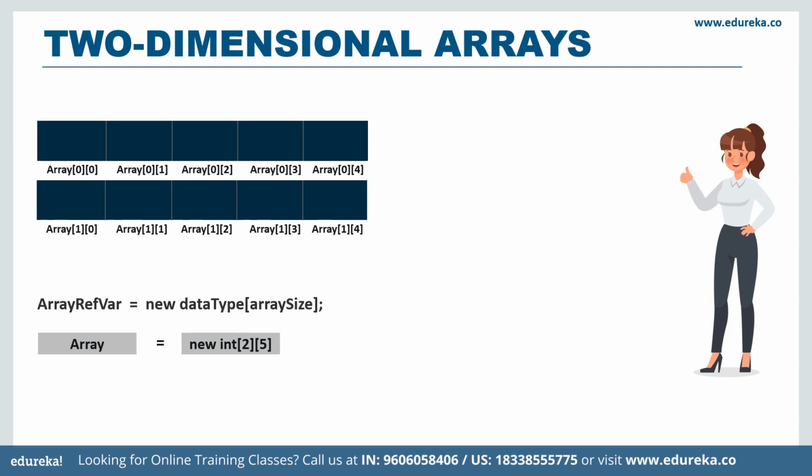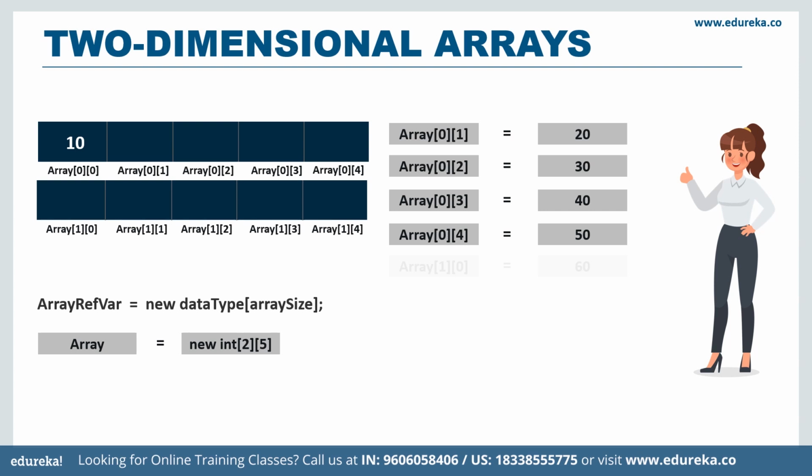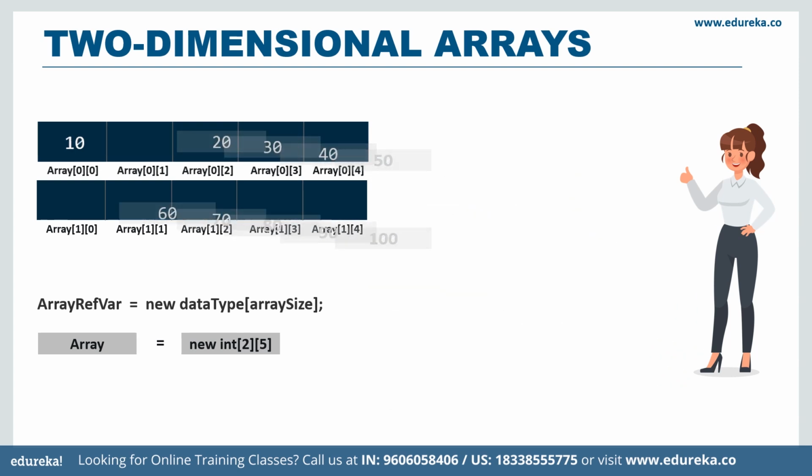Now let us try to include elements into my two-dimensional array. The first element is 10, which will be loaded to the first location, which happens to be 0, 0. Then let us include a few more elements into my two-dimensional array, which are 20, 30, 40, 50, 60, 70, 80, 90, and lastly 100. You can see that the elements are stored in the two-dimensional array in a continuous order. So this is how two-dimensional arrays work.